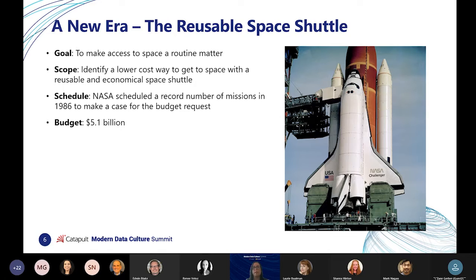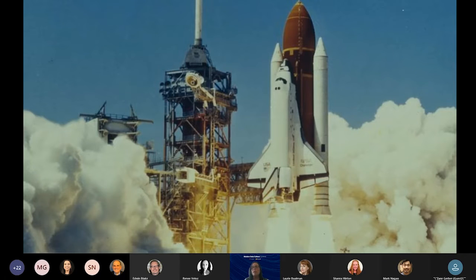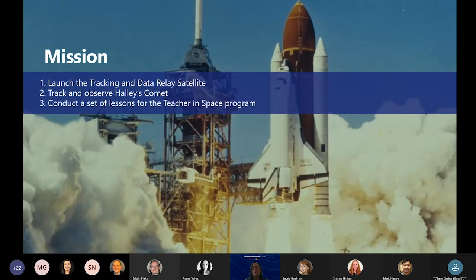So it's really important to know that the schedule was pretty tight, and there were many reasons why this project failed, but part of the reason was the overcommitting to a certain schedule to make a case for the budget. So I just want to talk a little bit about what that day looked like. The mission was to launch a tracking and data satellite. They were also going to track and observe Halley's Comet and conduct a set of lessons for the Teacher in Space program.